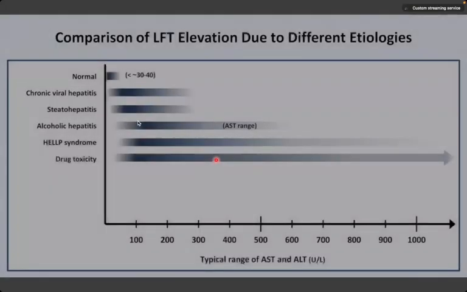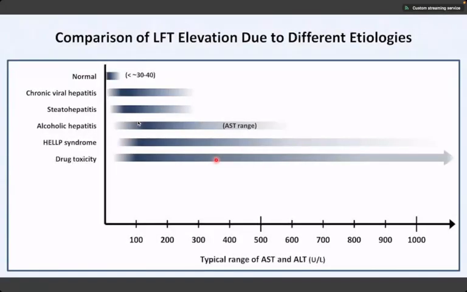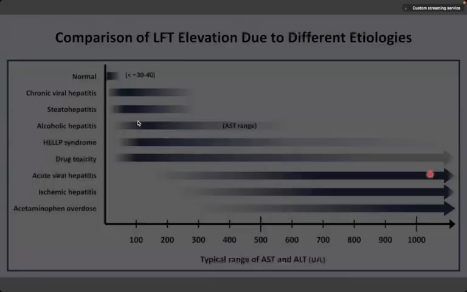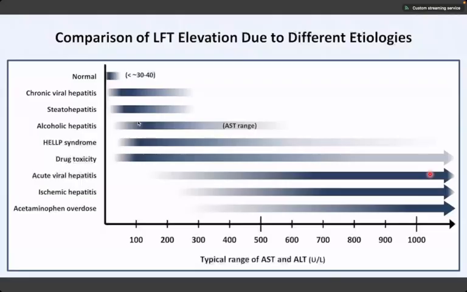Increases from drug toxicity, depending upon the exact situation, can be anything from barely noticeable to a value in the thousands. Those of us who have seen paracetamol overdose can bear testament to how high those ALTs can get, in the thousands. Then acute viral hepatitis, ischemic hepatitis, known colloquially as shock liver, and of course paracetamol overdose can result in transaminases ranging from the mid-hundreds to 20,000.